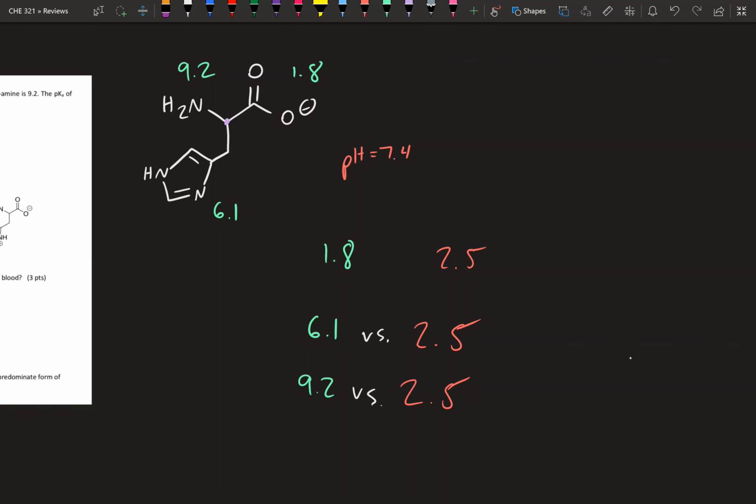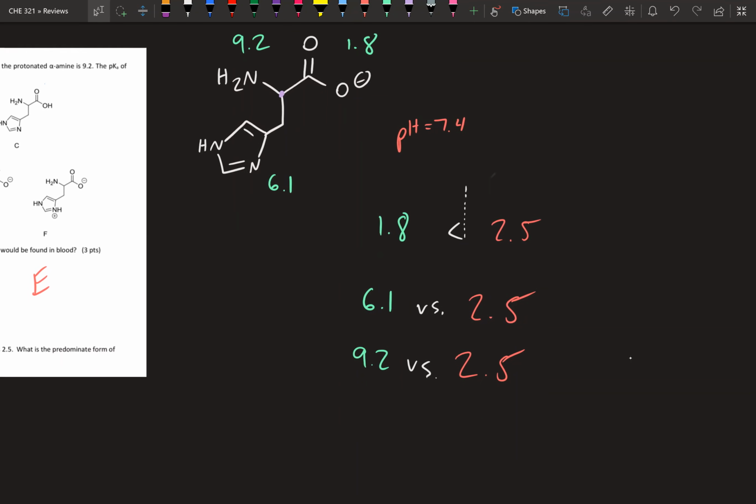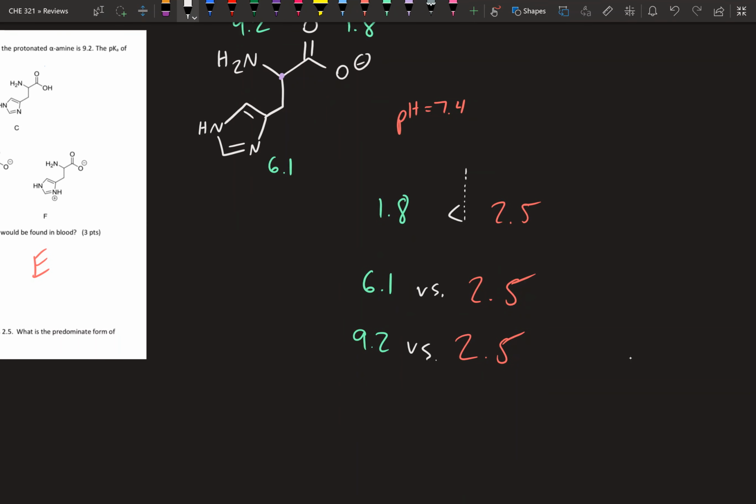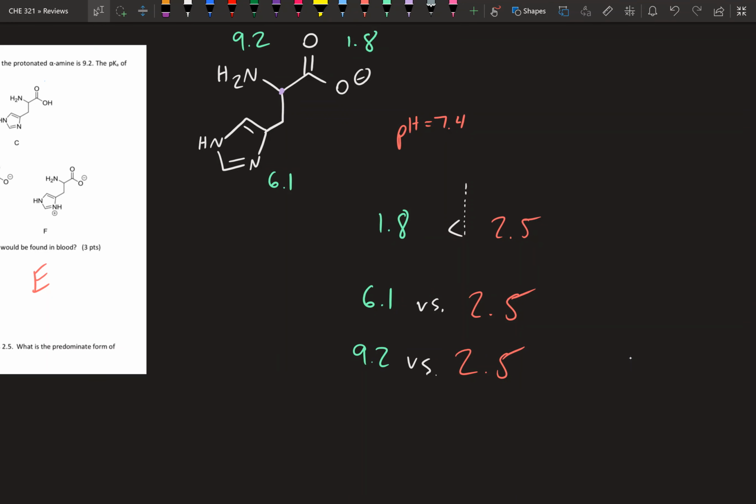And if we want to think about it in that deprotonated way, 2.5 is the larger one, so we're going to deprotonate. Now, between 6.1 and 2.5, 6.1 is the bigger pKa. So it's going to be more basic than the solution. So it's going to take a proton in this case. Okay? So we're going to take a proton, and it's going to protonate the nitrogen in that ring.